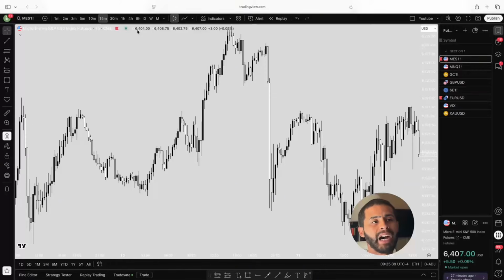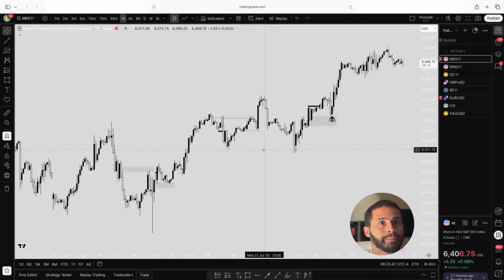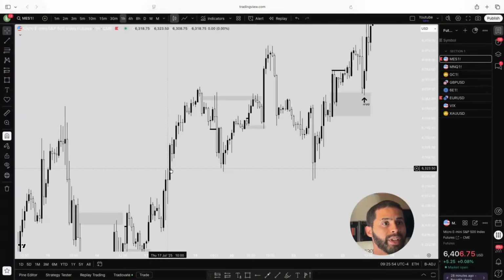What's really cool about these rebalanced fair value gaps is that it works on every time frame. Here, we're on the 15-minute chart. For example, let's go on to the 1-hour chart. On the 1-hour chart, we have this beautiful example right here. We have a fair value gap that is formed. It is filled.